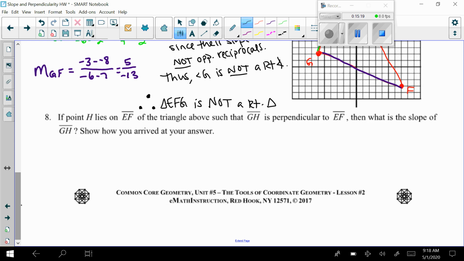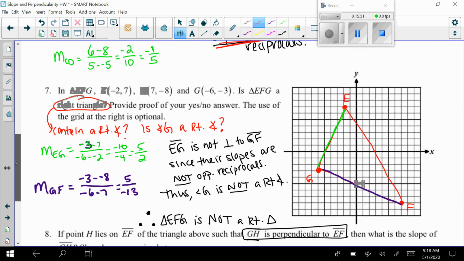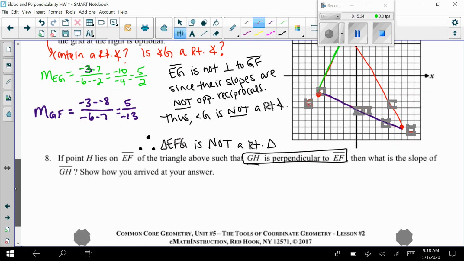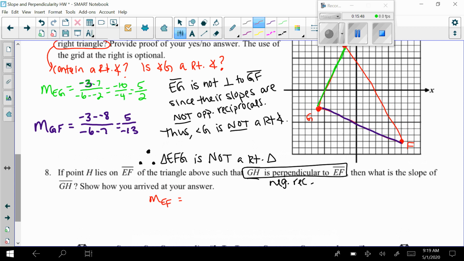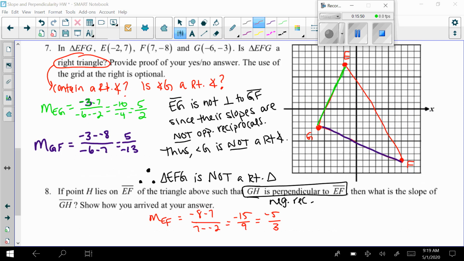Okay, if point H lies on EF such that GH is perpendicular to EF, that's the key. What is the slope of GH? Okay, well, we're going to have to find the slope of EF, right? And then they're going to be negative reciprocals. So let's do EF first, because we have those points. So the slope of EF, pause it, do it. Okay, I got that the slope was negative 5/3.